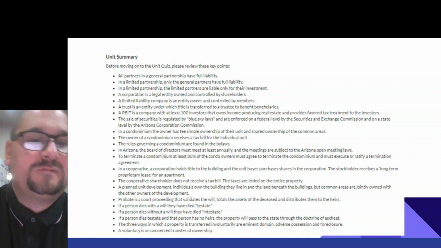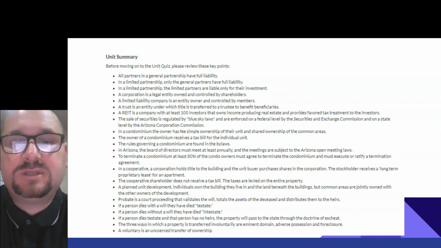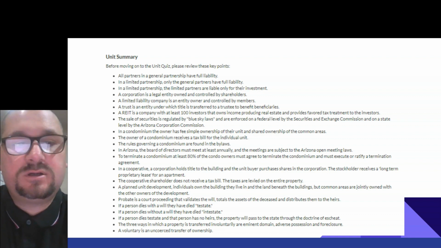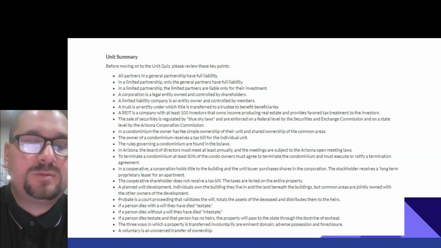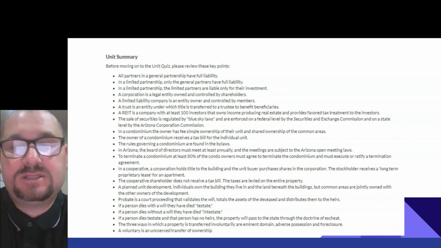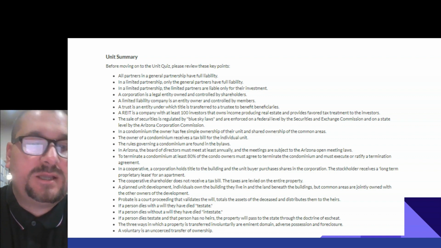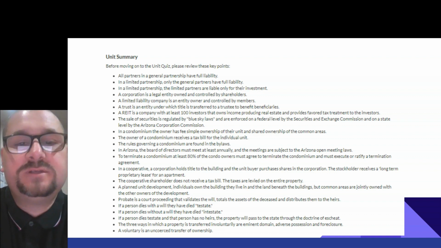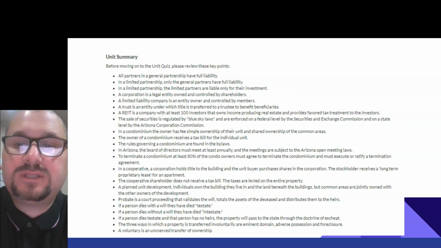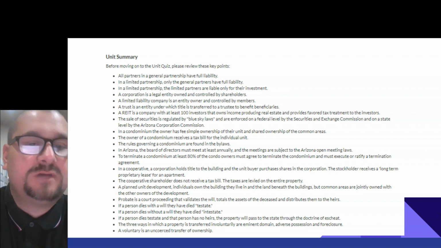In a cooperative, a corporation holds title to the building, and the unit buyer purchases shares in the corporation. The stockholder receives a long-term proprietary lease for an apartment. The cooperative shareholder does not receive a tax bill. The taxes are levied on the entire property. In a planned unit development, individuals own the building they live in and the land beneath the buildings, but common areas are jointly owned with the other owners of the development.